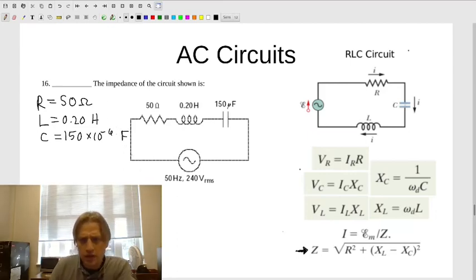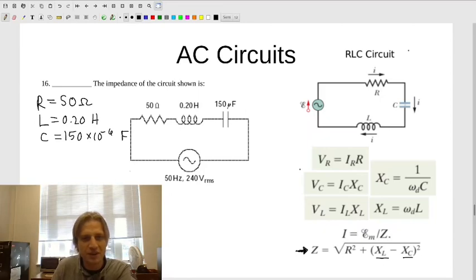Okay, then what you have to do to get this impedance is take the square root of R squared plus (XL minus XC) squared. These are your inductive and capacitive reactances, and just add them up. Use the formula.